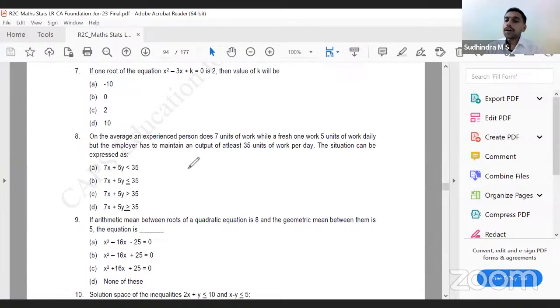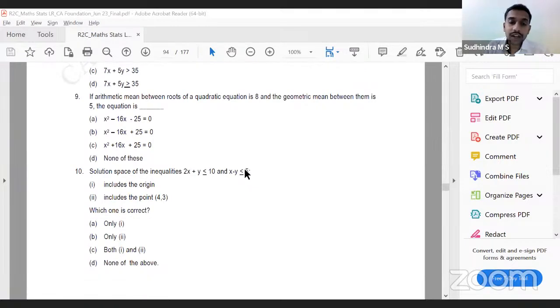Option B. How? We have to go with the concept of x square minus sum of roots into x plus product of roots is equal to 0. So find out the sum of roots and product of roots, and you'll get the equation.